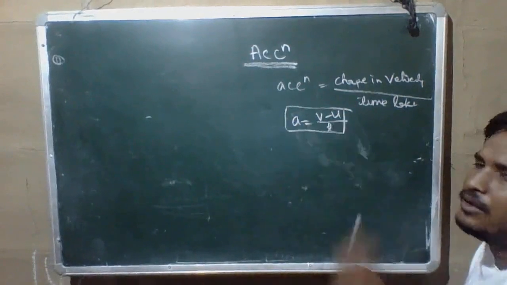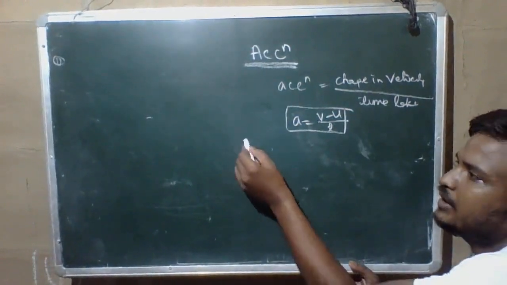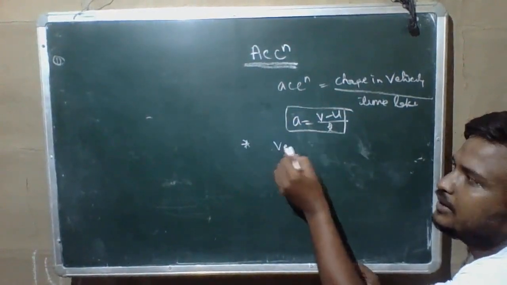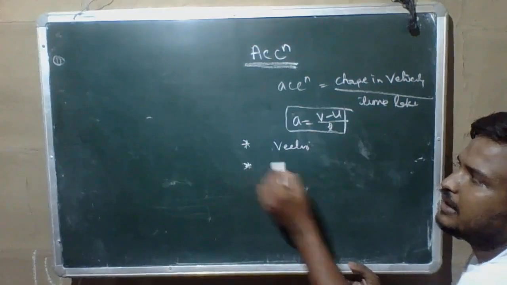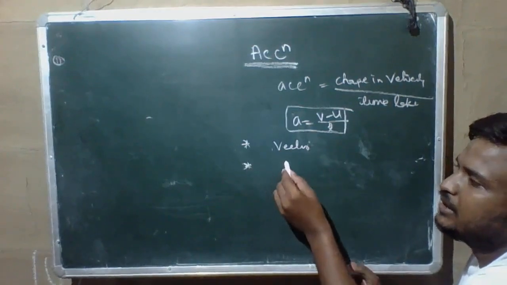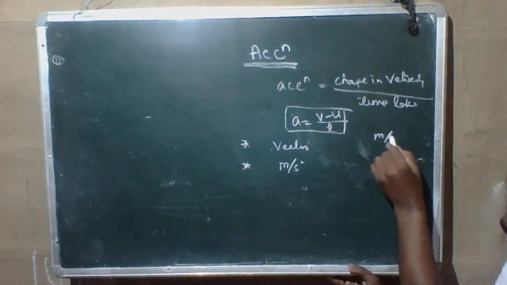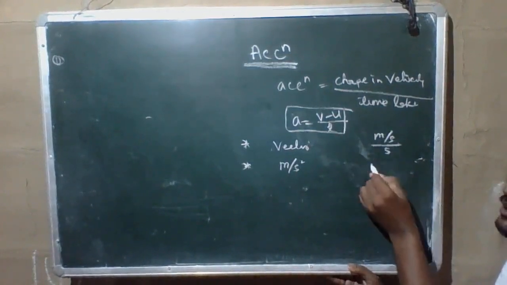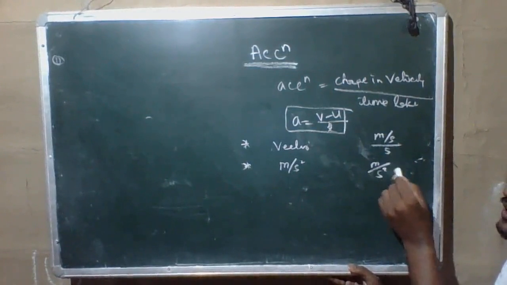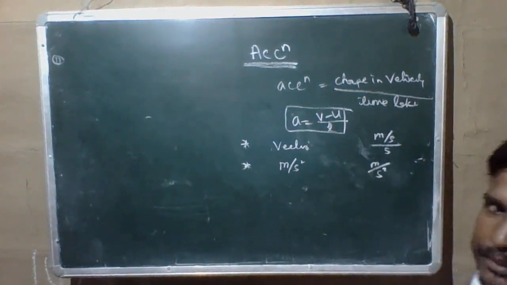Already you have got this. So what kind of quantity is acceleration? It will be a vector quantity. Secondly, what is the SI unit? The SI unit is meter per second square. Why? Because velocity is meter per second and here time is there. The time will be second, so meter by second square. This is the unit of acceleration.